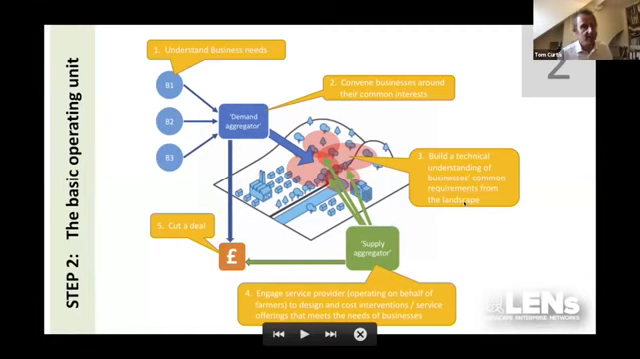We pull together business needs. We understand those business needs, and where they overlap, we draw them together in this box marked demand aggregator, and we convene business around their common interests. And by understanding their common interests, we can start to build a specification for services, ultimately a technical understanding of what those businesses' common requirements are for the landscape.